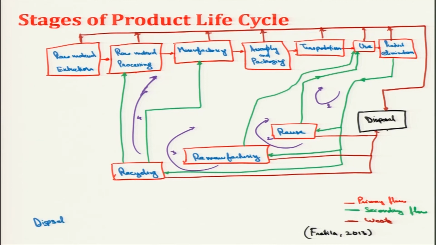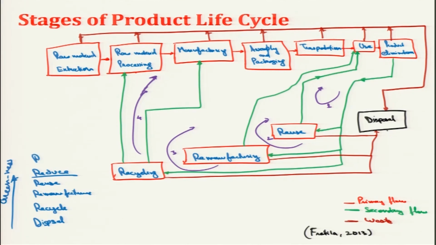Here, before disposal we can recycle, and before this we can remanufacture, before this we can reuse, and also before this we can reduce the production, and this is how the sustainability or greenness rises in this direction.